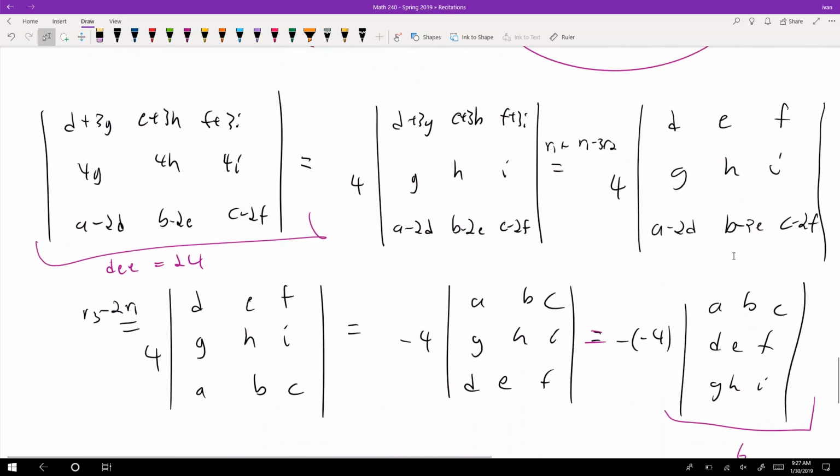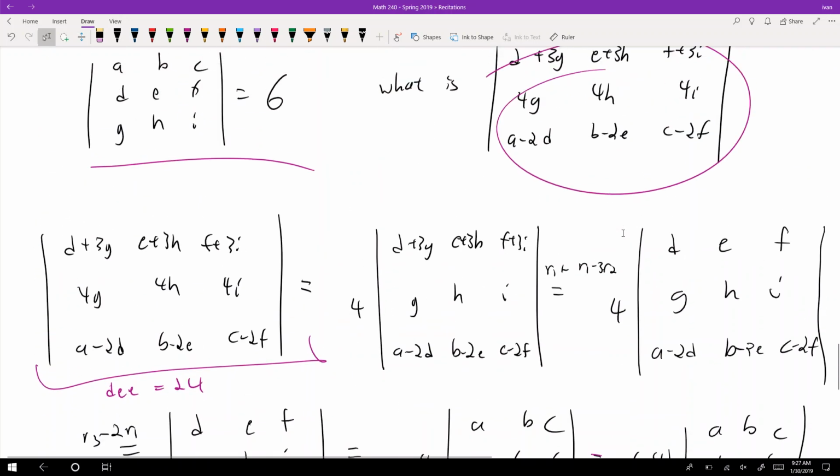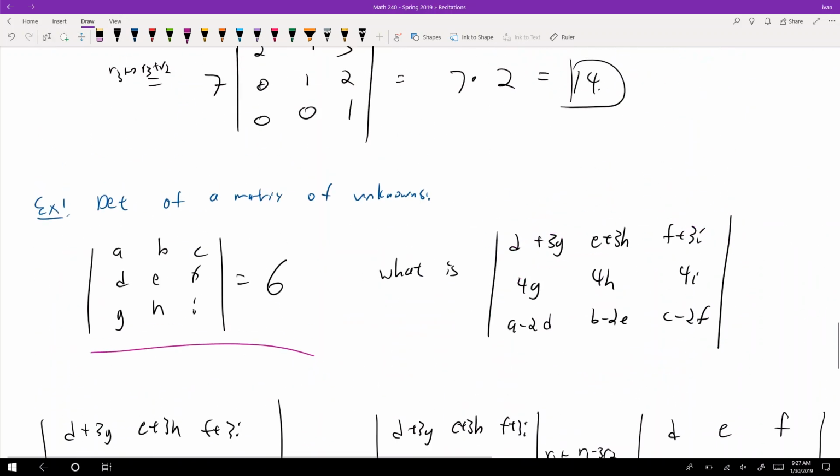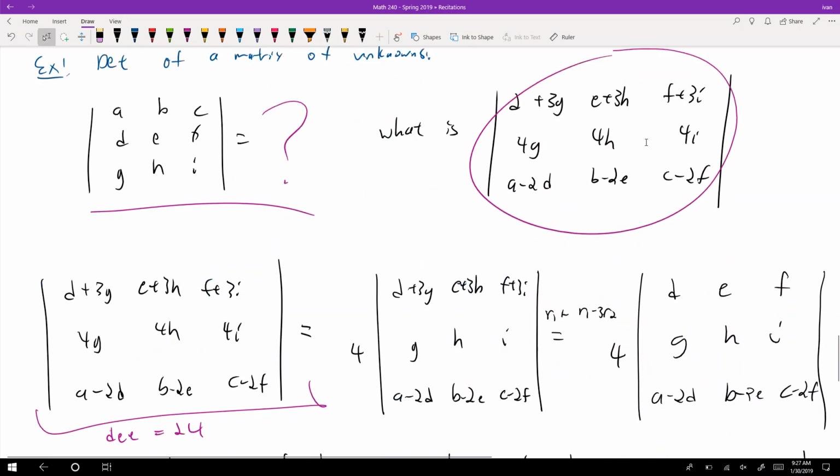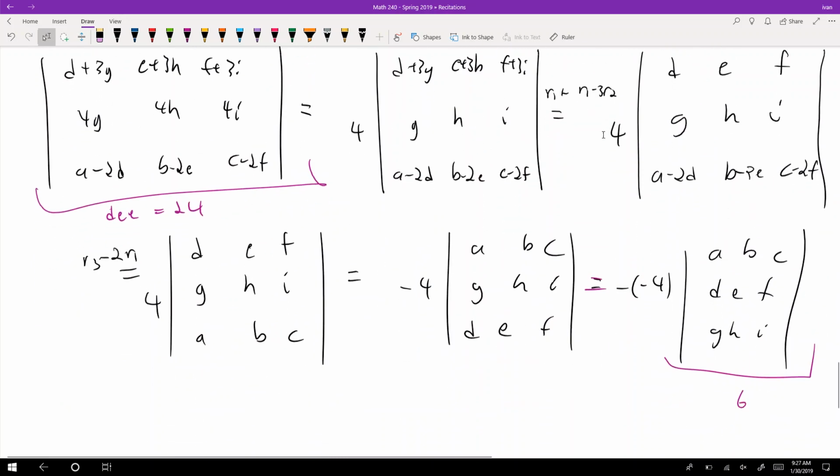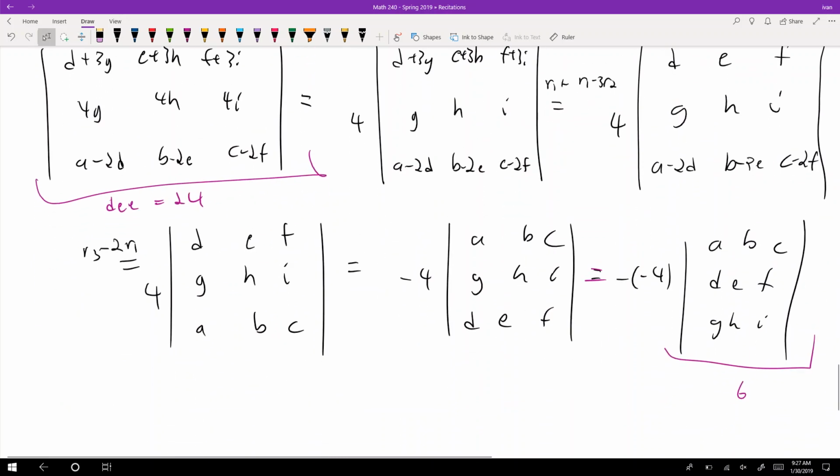Okay, any questions? The other way they'll do it is they'll give you the determinant of this matrix, and then they'll make this one unknown. And it's the same idea, because now this will be the determinant, and then this will be something, and then you just divide both sides by whatever's out in front.